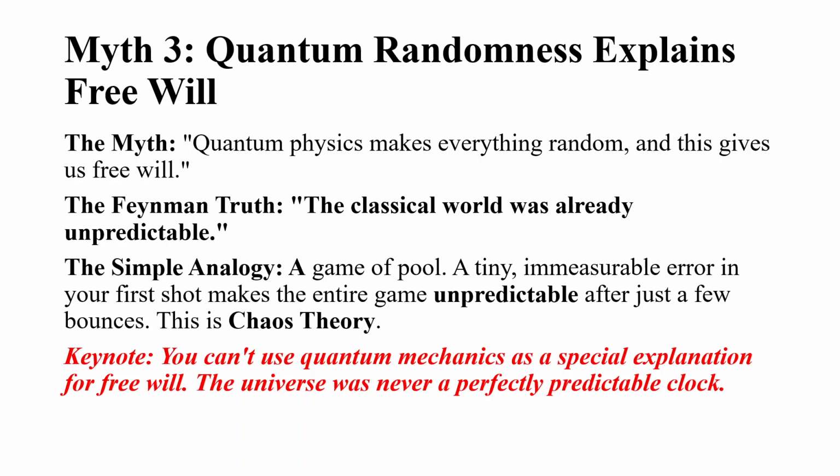Third, quantum randomness explains free will. The myth: quantum physics makes everything random, and this gives us free will. The Feynman truth says the classical world was already unpredictable. A simple analogy is a game of pool. A tiny immeasurable error in your first shot makes the entire game unpredictable after just a few bounces. This is chaos theory. So you can't use quantum mechanics as a special explanation for free will. The universe was never a perfectly predictable clock.